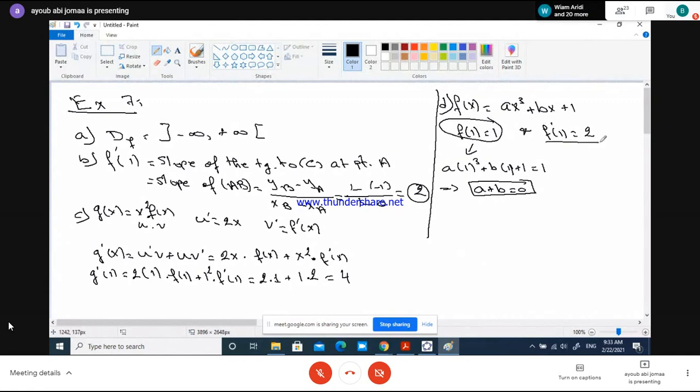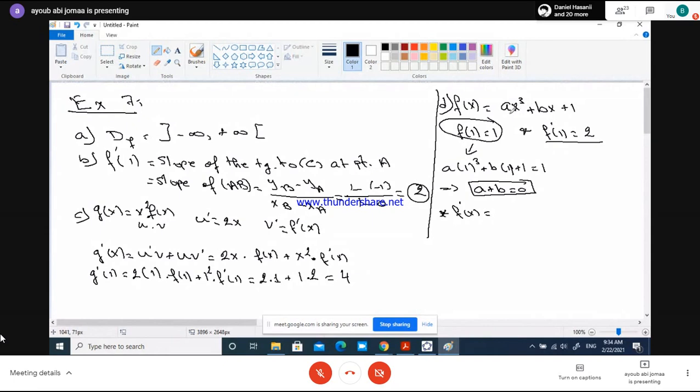Now f prime of 1 equal to 2. I have to use this f prime, the derivative. So find f prime of x. F prime of x is equal to the derivative of ax cubed plus bx plus 1. The derivative of x power 3 is 3x squared. And here we don't use the product rule, u times v, because a is a constant.